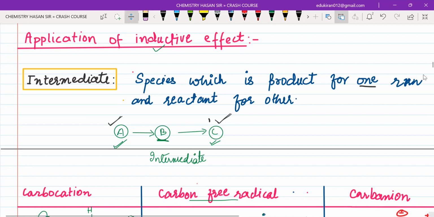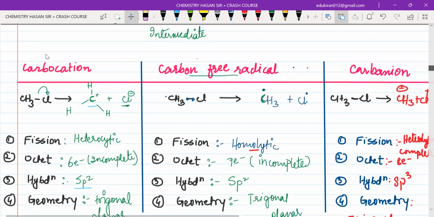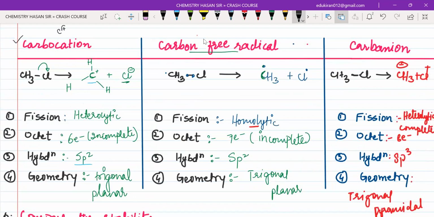Now moving to the next, which is very important. We can get intermediates such as carbocation, that means C positive, carbon free radical, that means C dot, an unpaired electron, and carbanion, that means C negative. To get the carbocation, we need to do heterolytic cleavage or heterolytic fission.